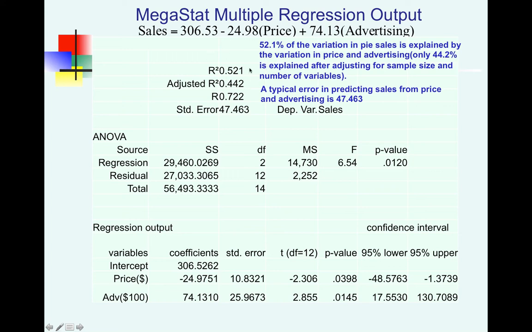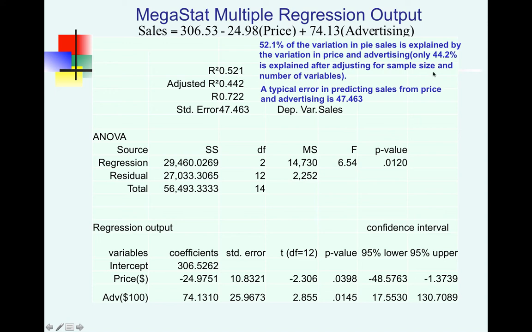I get an R squared here of 0.521, and again, that's interpreted the same way as before. It's saying that approximately 52.1% of the variability in pie sales is explained by variability not just in price, but in price and advertising. So in other words, both price and advertising seem to explain about 52% of the variability.